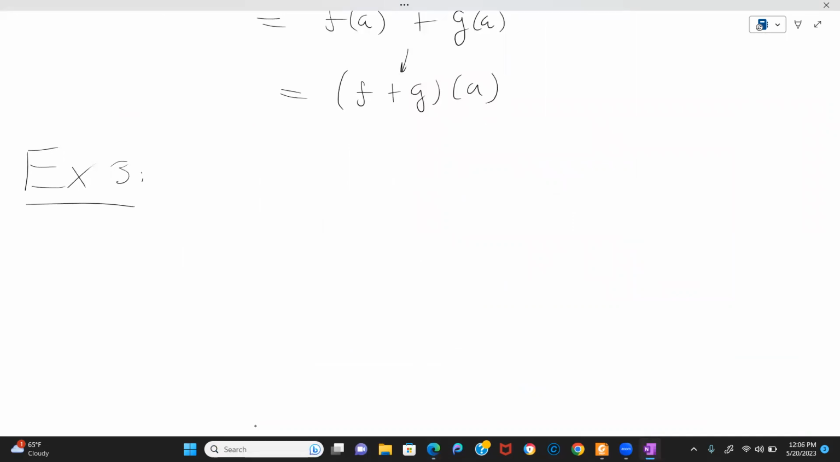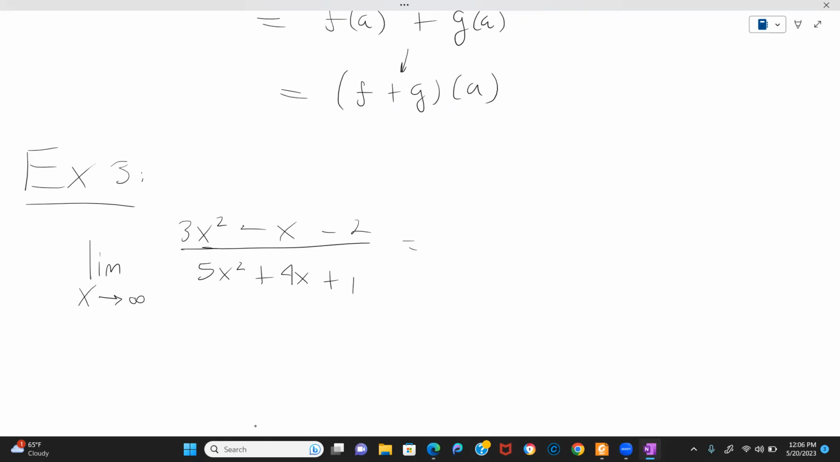We want to compute the limit as x goes to infinity of (3x squared minus x minus 2) over (5x squared plus 4x plus 1). So the idea is, if you try to just evaluate this limit the way it is, you're not going to get a clear answer.